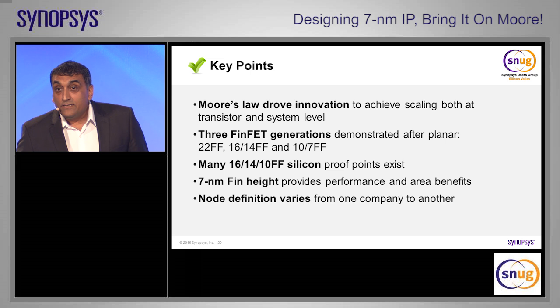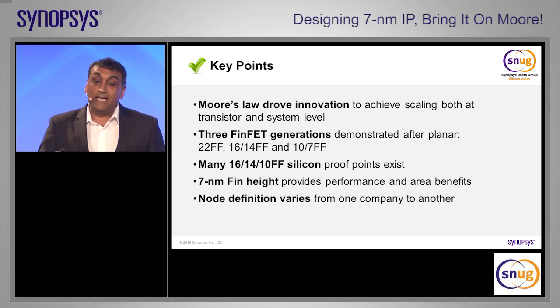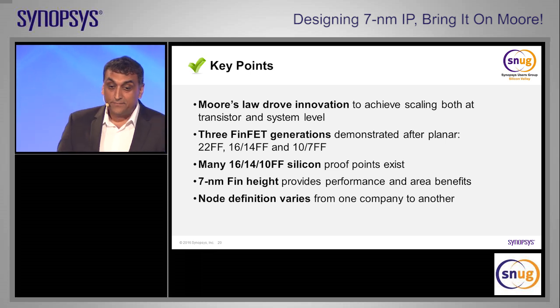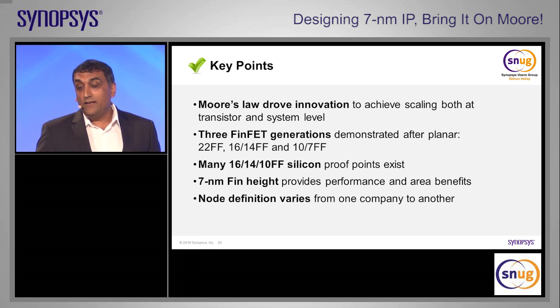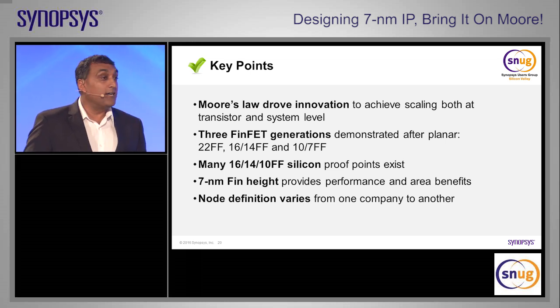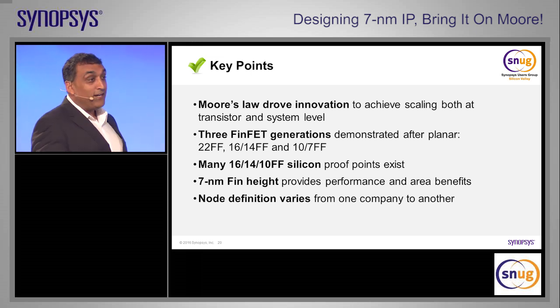The fin height, I gave you the example there, it provides performance and area benefits. So at 7 nanometers, it's all about the fin height. And finally, as part of my introduction here, the node definition varies from one company to another. So I'm talking about 7, it could equally apply to 10.